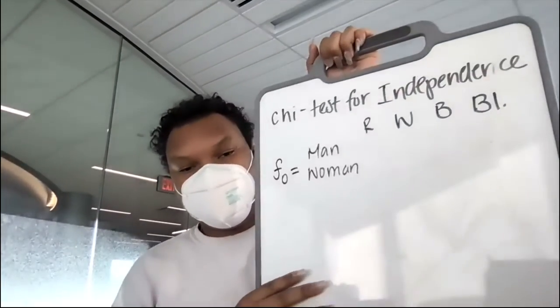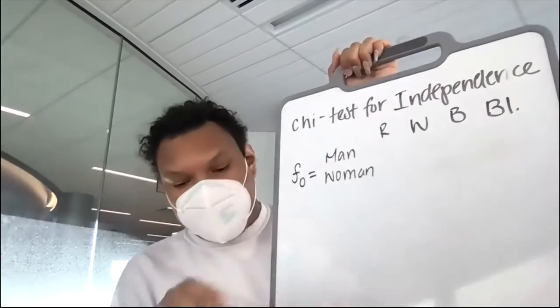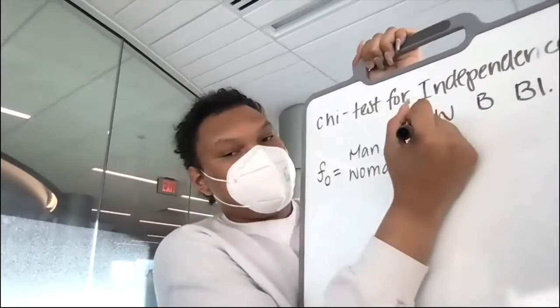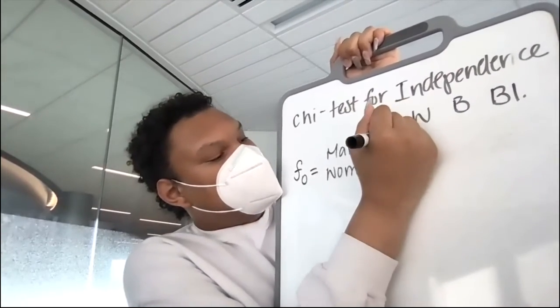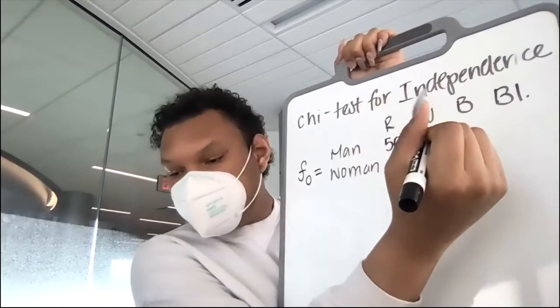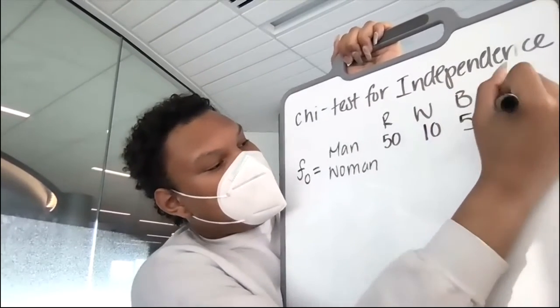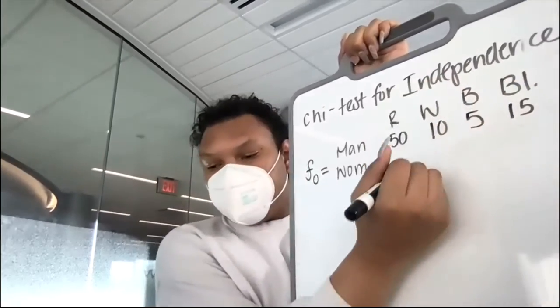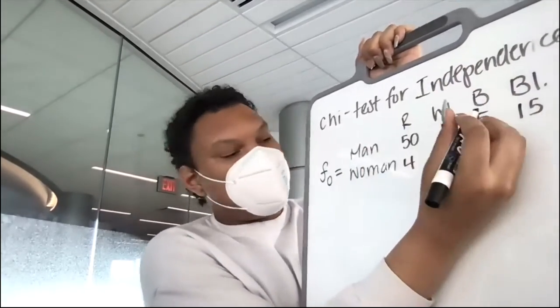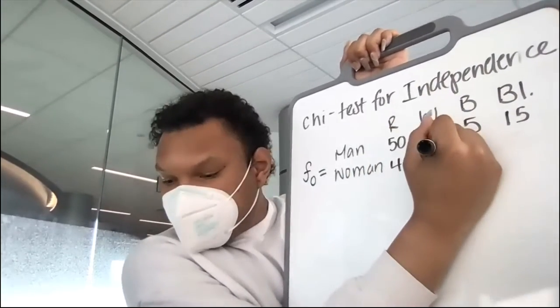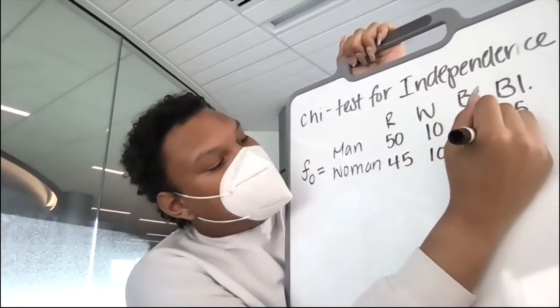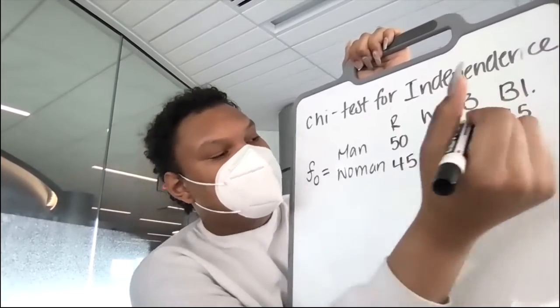In this example, this is the data set we have. When entering in the information, for our men, red cars got stopped 50 times, white 10, black 5, and blue 15. And for our women, 45 red cars, 10 white, 15 black, and 5 blue.